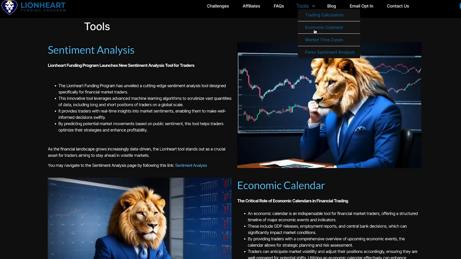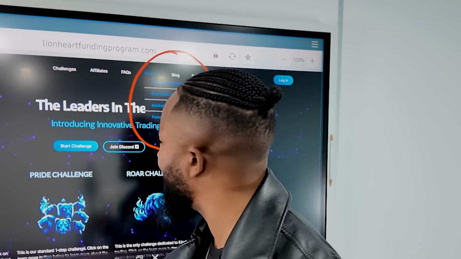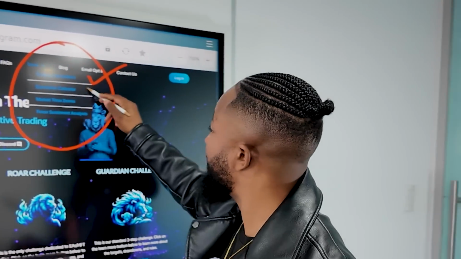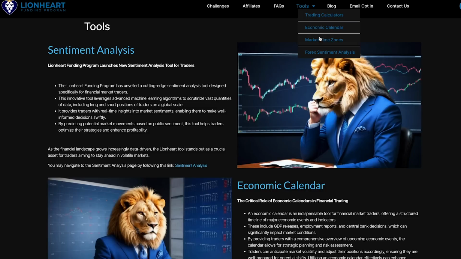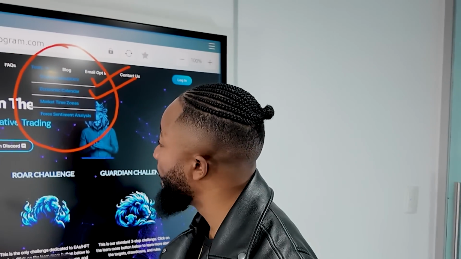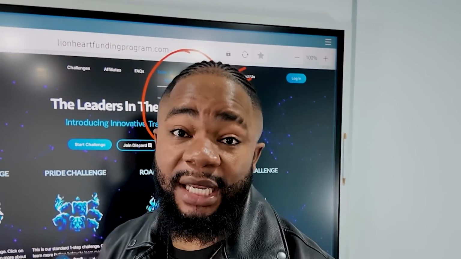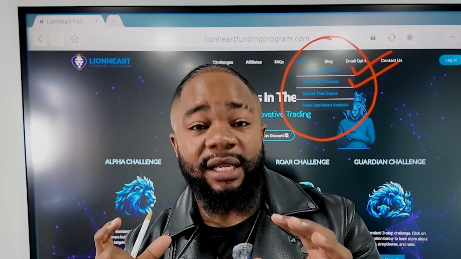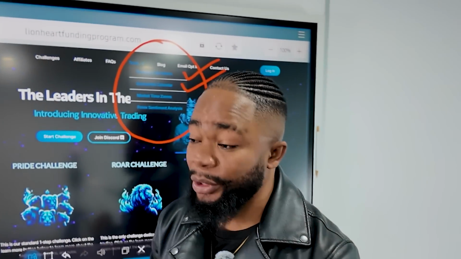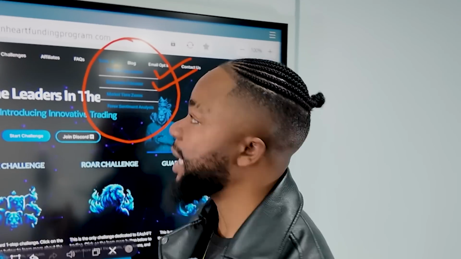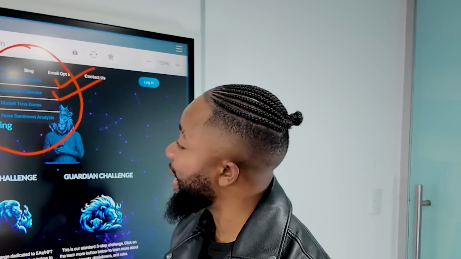Can you see this? You have trading calculators. This will help you to be able to manage your money like a boss. This will help you to be able to manage your risks like a boss. You have economic calendar directly from Lionheart funding program. You don't need to go to any website. Economic calendar will enable you to be able to see what's happening in the Forex market fundamentally before you place your trade. It's good to have a better eye view of what is actually happening in the market. That will help you to be able to make informed decisions when it comes to trading. That's why trading economic calendar is also there.